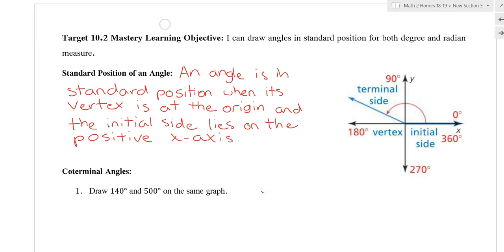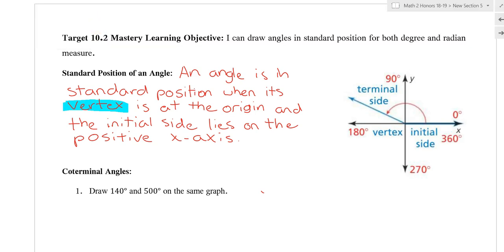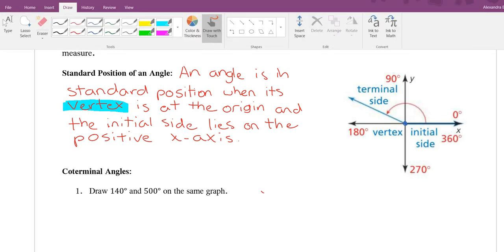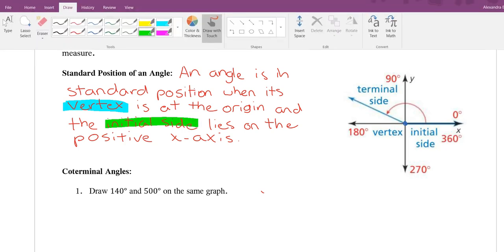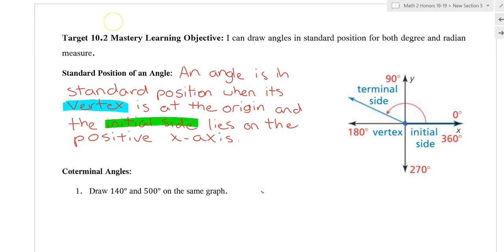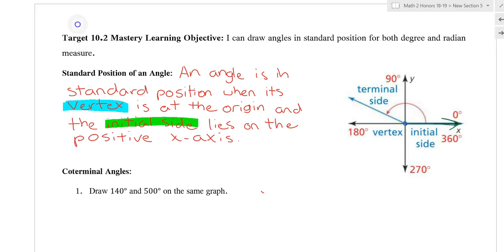So again, our vertex is at the origin, right? So there's our vertex. And our initial side is on the x-axis. So this is what we call our initial side here. So that makes up one side of our angle. The other thing we have is the terminal side, right?